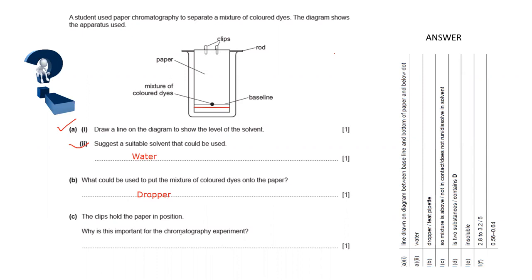Why is it important in a chromatography experiment? Why is it important that this paper should be clipped? So what is the reason? If the paper was not clipped, then what might happen? When the paper will soak up, yeah, that's right, the paper will soak in solution, or it will mix with the solution.